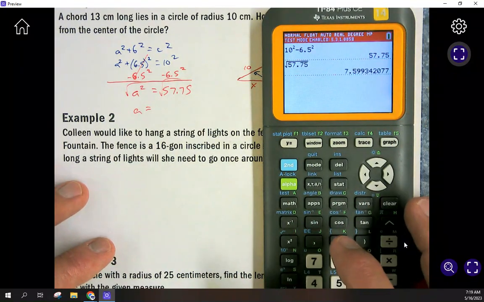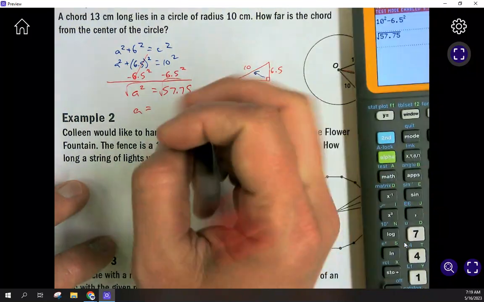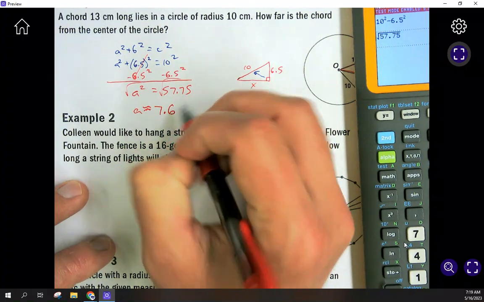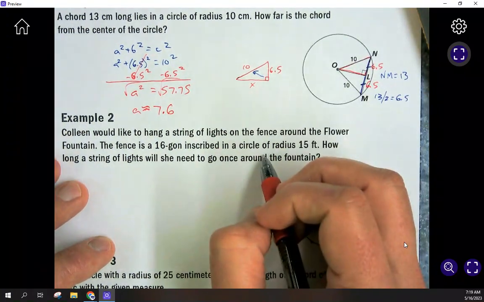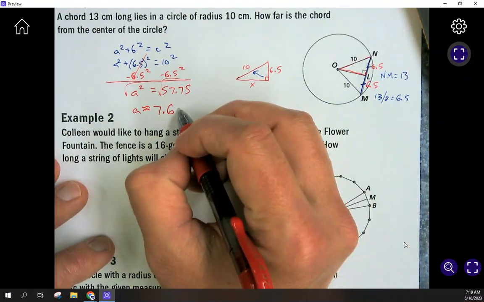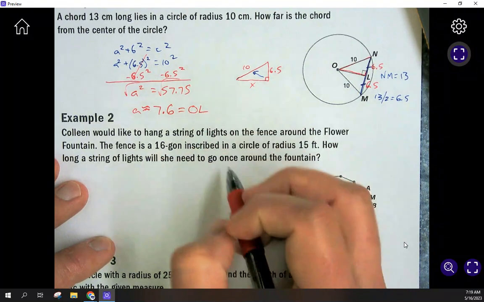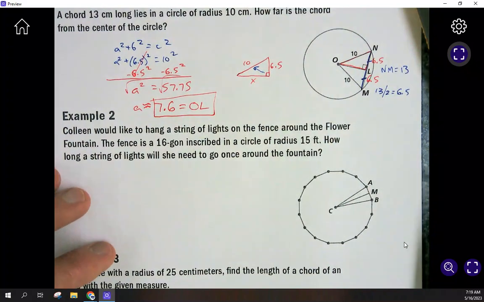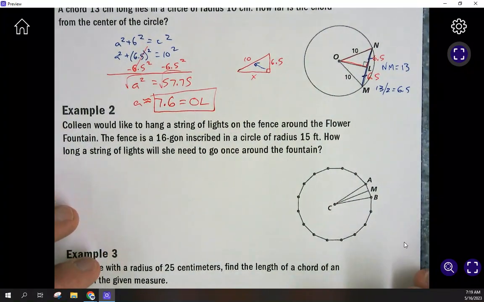57.75. You can see that's about 7.6. Let's put the squiggles for about 7.6. That's the measurement that we wanted there. So this is what OL is equal to. And of course, that's centimeters, but the 7.6 is what we're really concerned about right there.